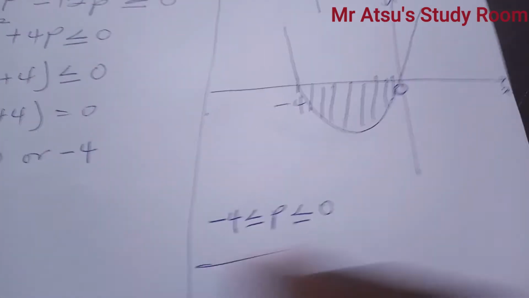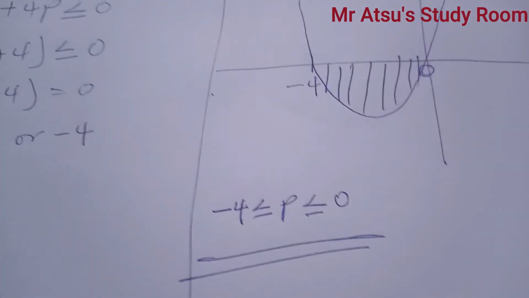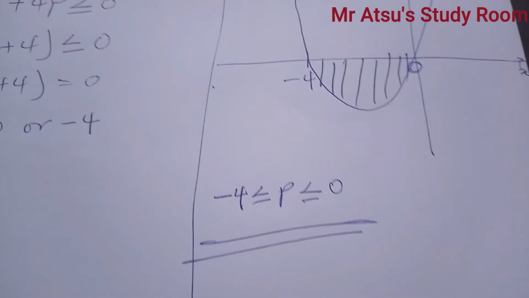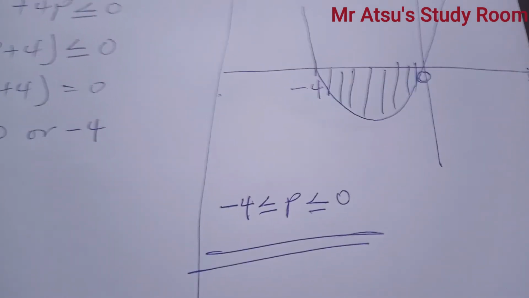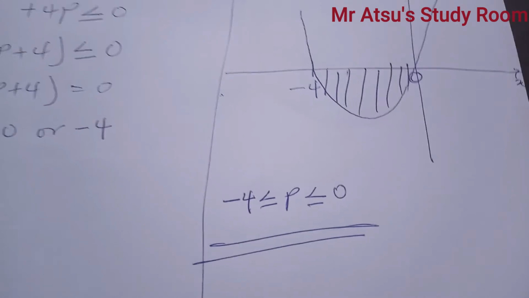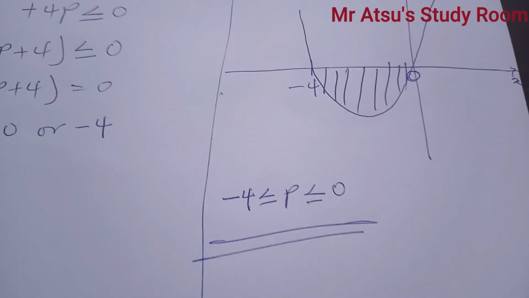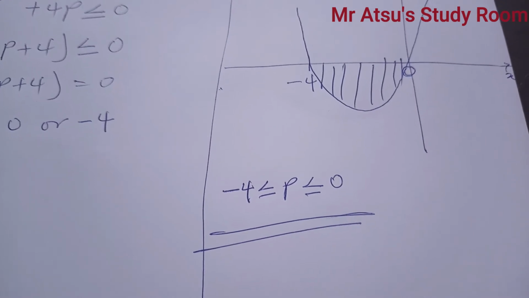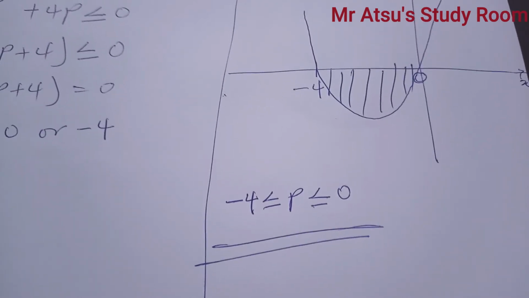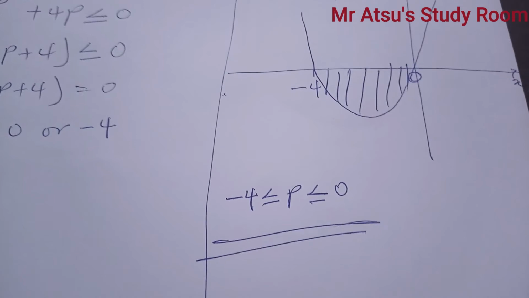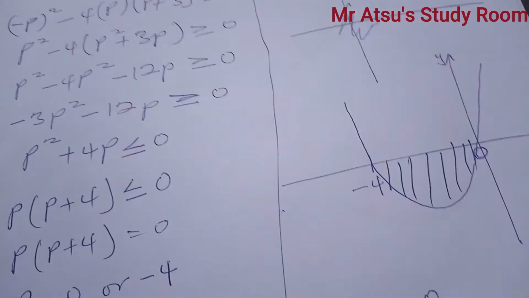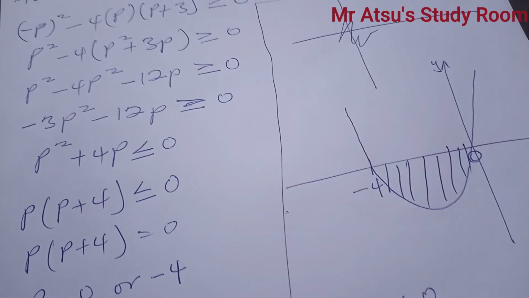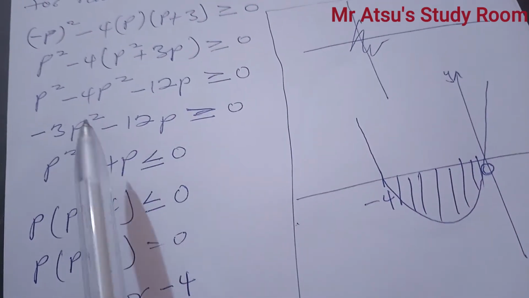So the range of values of p are between -4 and 0 inclusive. That means they are -4, -3, -2, -1, and 0. Maybe we can take one more question. But before we go on to the next question, I just want to come back to explain something here.